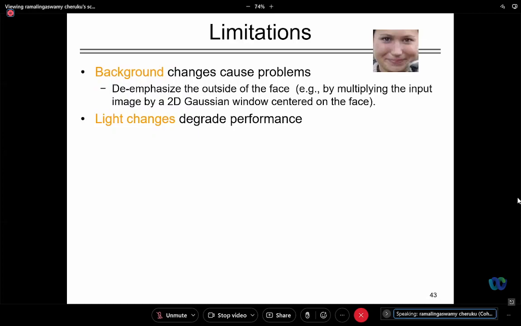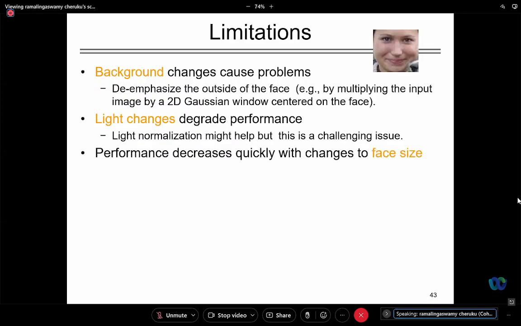Light changes, when there are illumination changes, will also affect the detection and recognition capability of using PCA. Performance decreases quickly with changes to the face size. So the performance totally depends on the size of the face we are dealing with. What size should be there, and that should be centered in the middle.